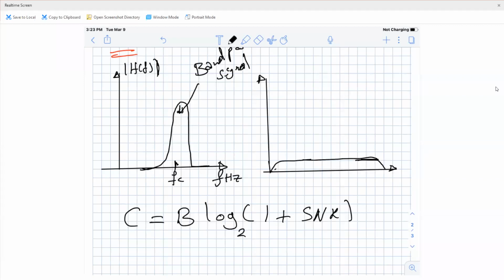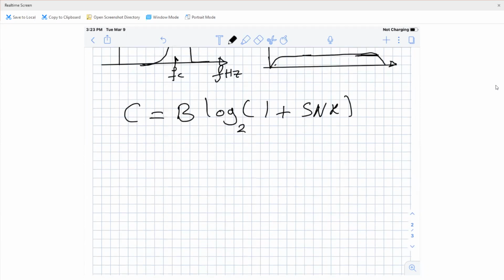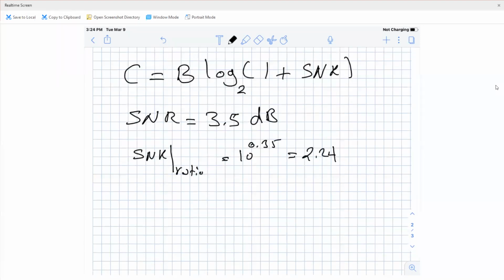Now, going back to our example, it is asking what the maximum bit rate is that can be transmitted based on the conditions and assumptions given in the example. Of course, as I have told you, we follow this formula: C equals B log base 2 of 1 plus SNR. SNR is given as 3.5 dB. You have to convert this dB into a ratio in order to apply it in the formula. So SNR in ratio will be 10 to the power 0.35, which is 2.24.